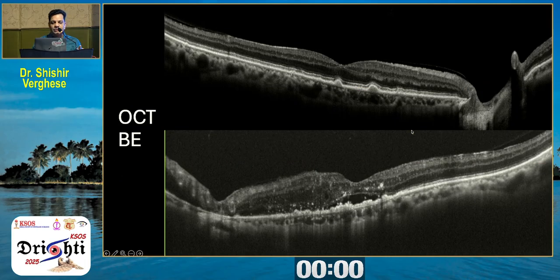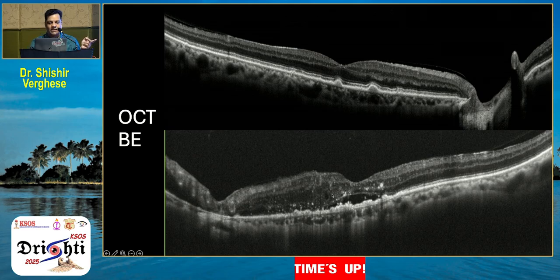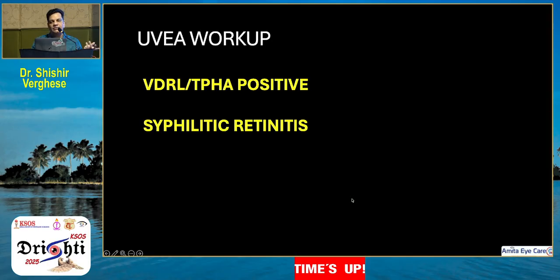But when you do this OCT, he doesn't have features of diabetic edema. Instead, he's got subretinal fluid with these precipitates that you see. So this looked like uveitic to me, and when I did the workup, he was VDRL and TPHA positive. So this was a syphilitic placoid retinitis.